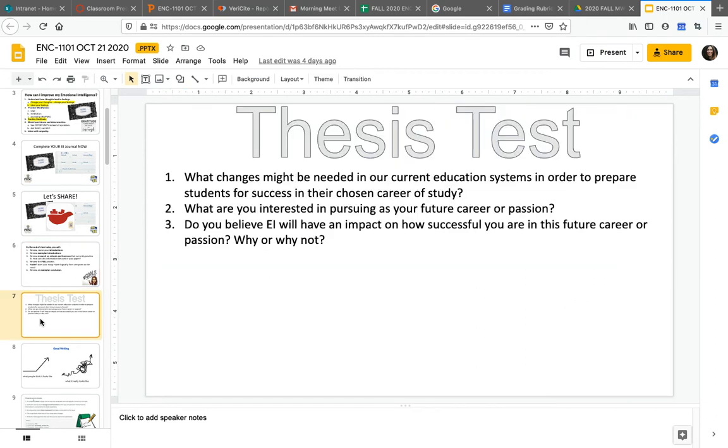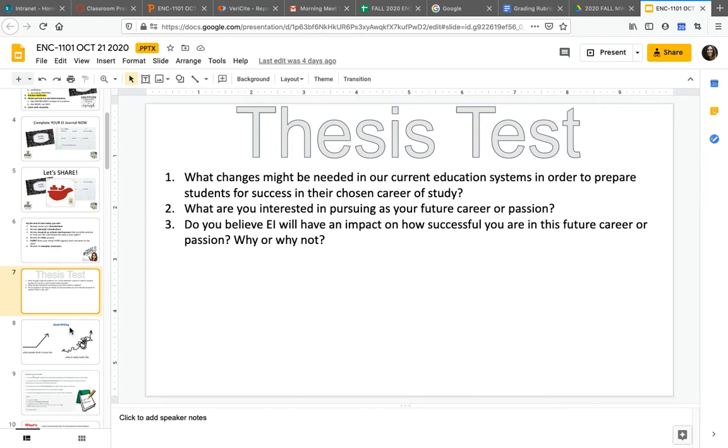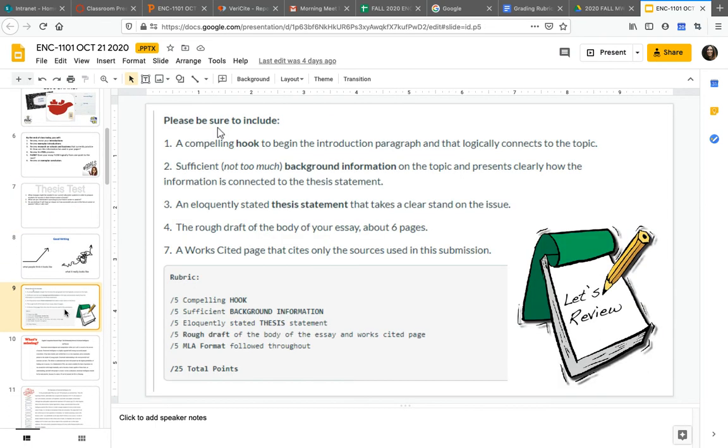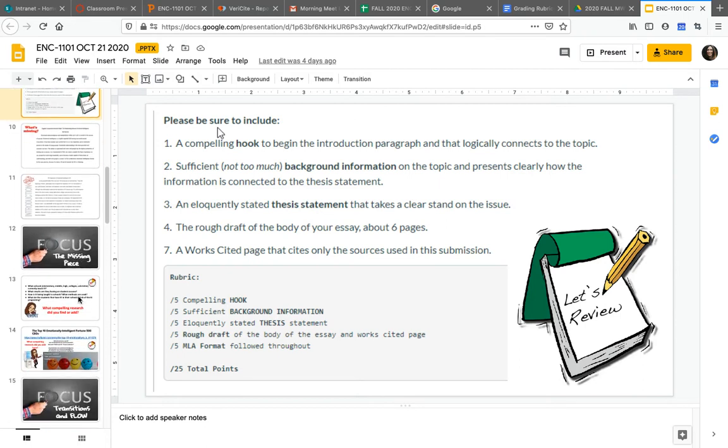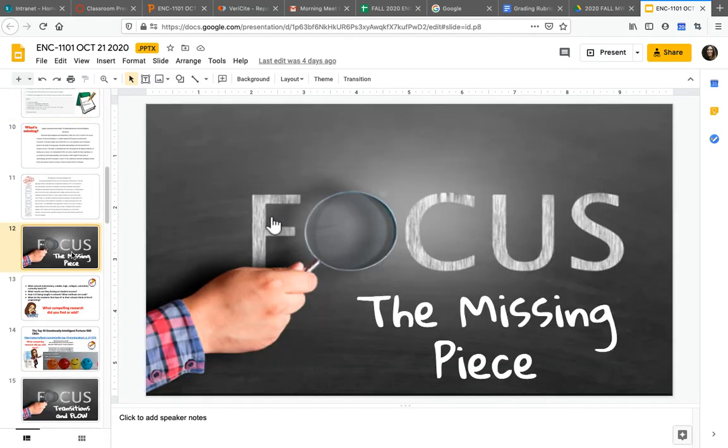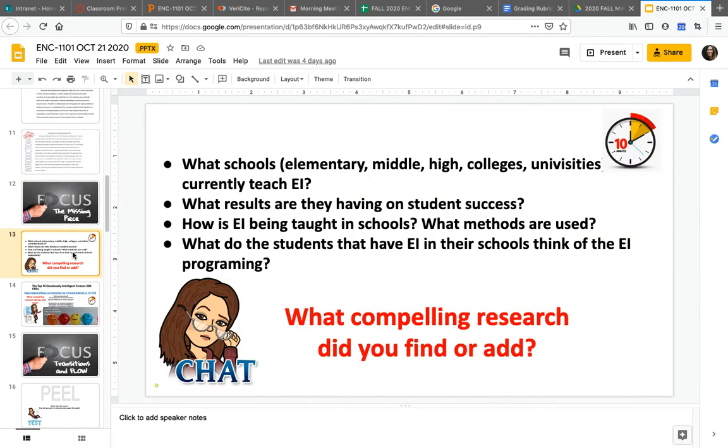So remember the thesis test in the introduction. It has to answer these three questions: the changes we need in the education system, what you're interested in pursuing in your future career, and do you believe EI will have an impact on that career? So this is just the introduction and kind of where I was taking points off that rubric. So if you want to resubmit, you can go ahead and do that. And so again, we're just really focusing on the missing piece.